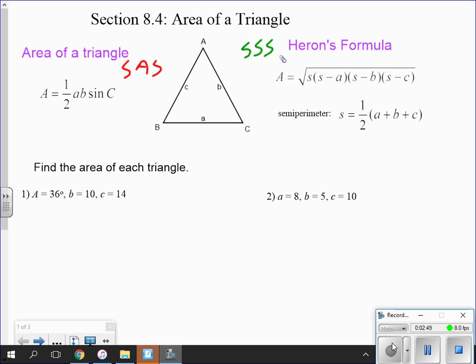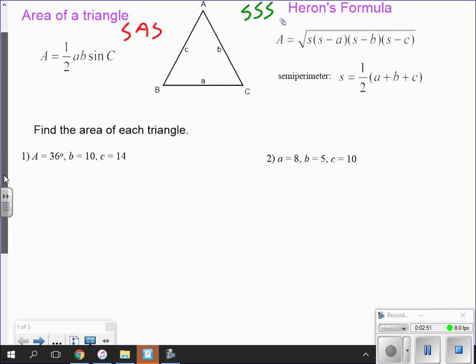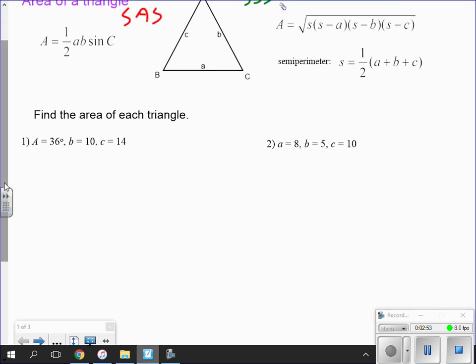So, find the areas of each triangle. First thing you want to do, draw and label the points. I have A, B, C, and this is a 36-degree angle, and this is 10, and this is 14. Once again, as usual, if you're not given a diagram, make a diagram.